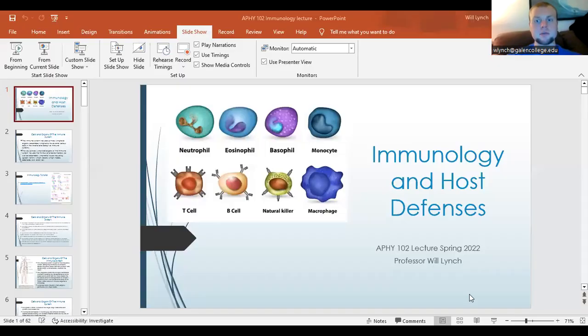We're going to be discussing the lymphatic system and immunology today. So looking at our lymphatic system and the immunological process. So basically what we're talking about here in immunology is host defense, or the ability to combat disease.